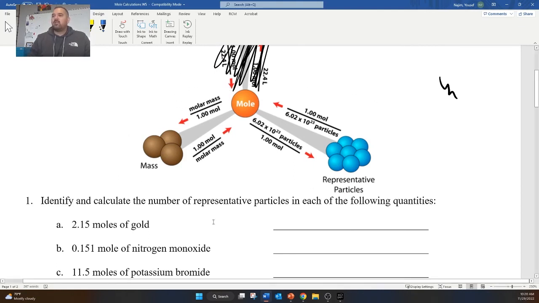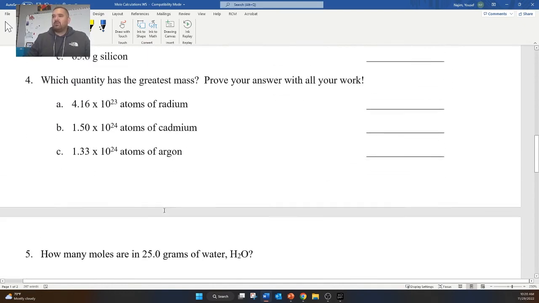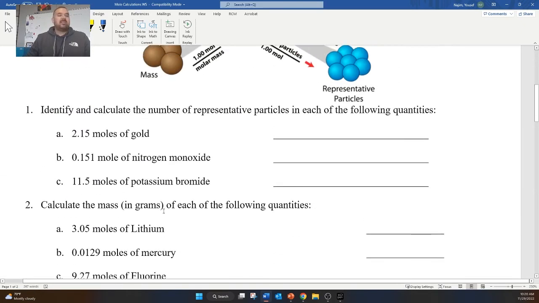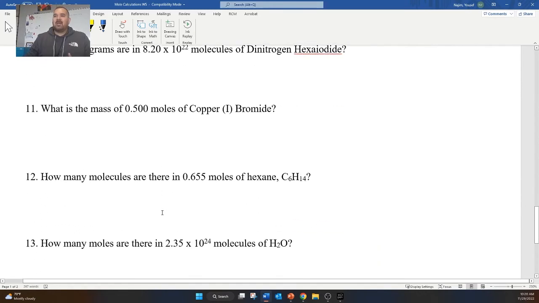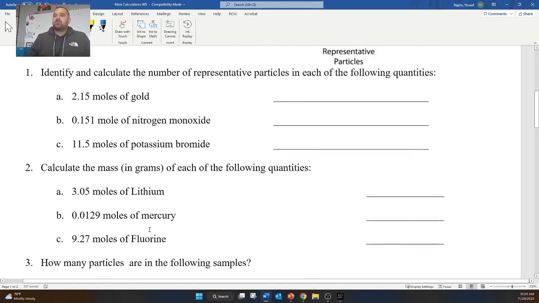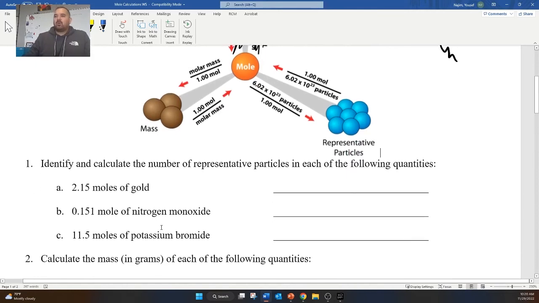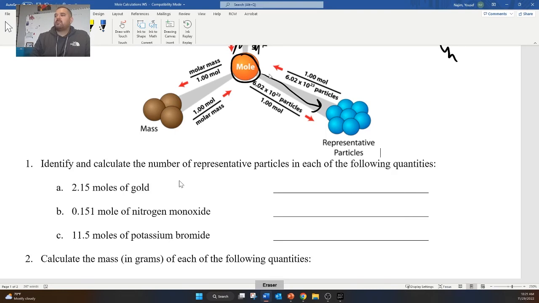So let's take a look at number 1A. This worksheet is what you guys are going to be working on today. The expectation is you finish 1 through 4. Next time we'll work on the next part, but 1 through 4 is what I need from you guys today. So let's take a look at number 1. Number 1 says identify and calculate the number of representative particles. So they want to know the number of atoms in each of the following. They start us off at mole, and they want us to go to particles. So if we're going from mole to particle, what's the equation that we use? We're just going to follow the arrows. So I'm going to set it up over here.